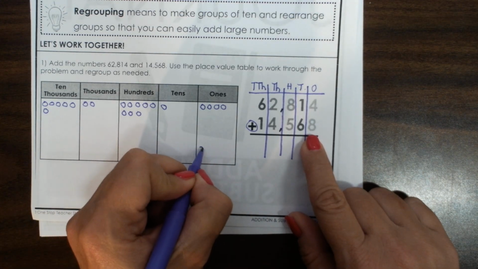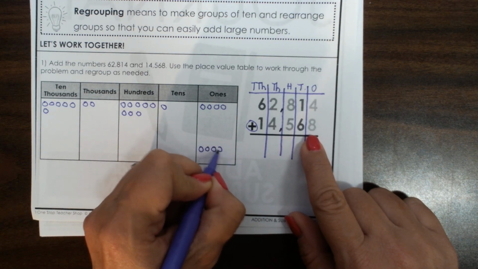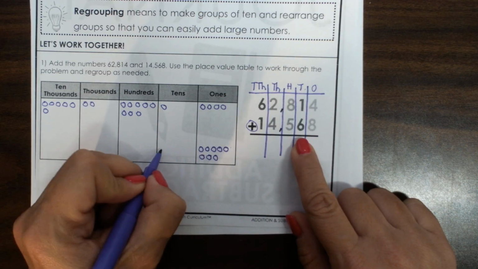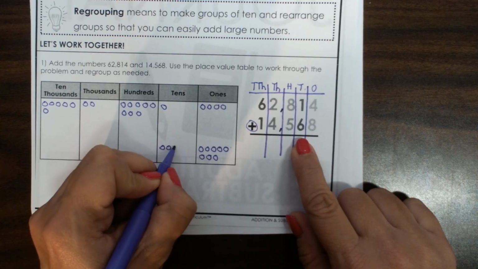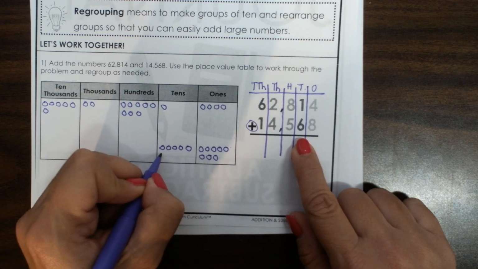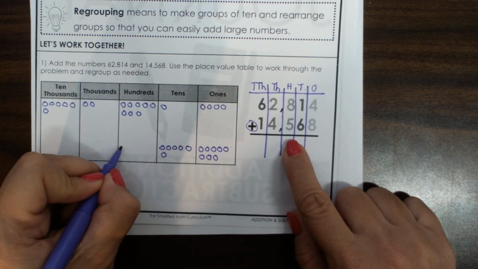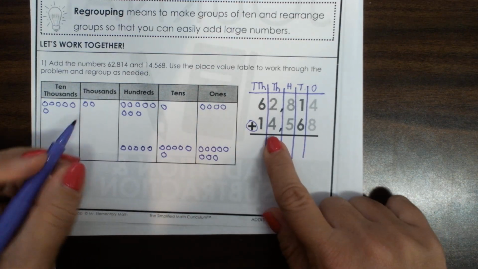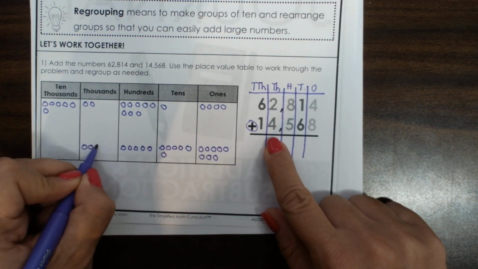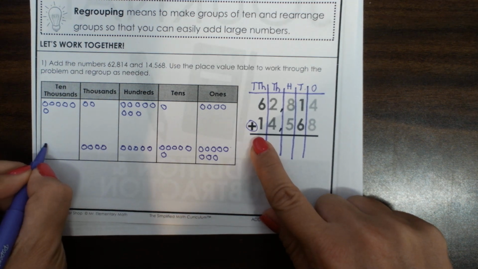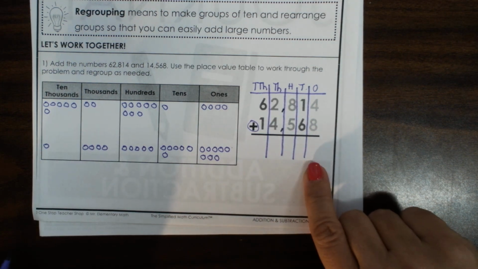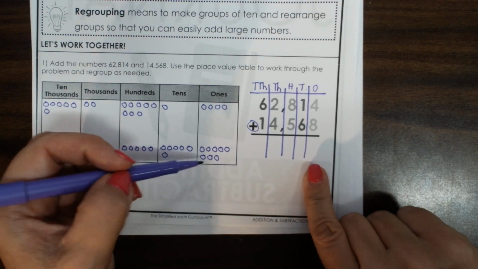Since we are adding, we're going to also add in these as well. So we're going to put 8 ones. We're going to put 6 tens. We're going to put 5 hundreds, 4 thousands, and 1 10,000. And now we're going to use our place value chart to add these numbers together.